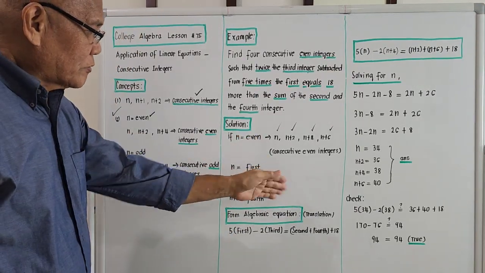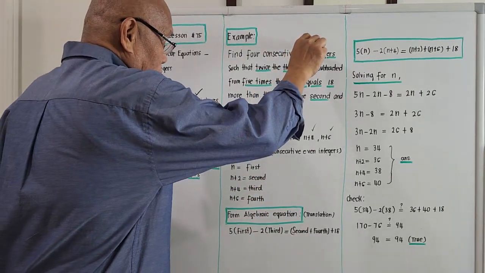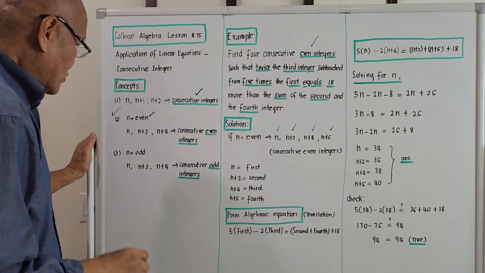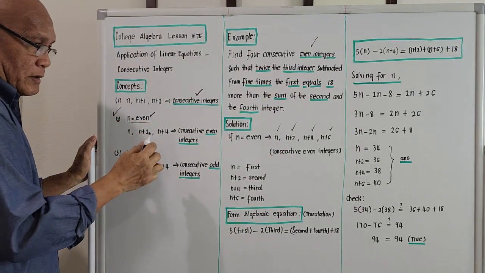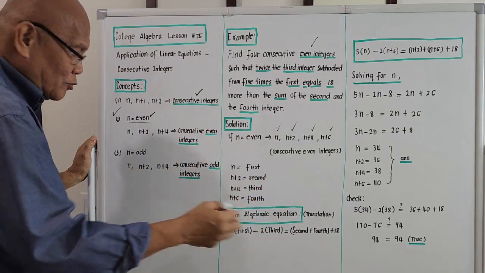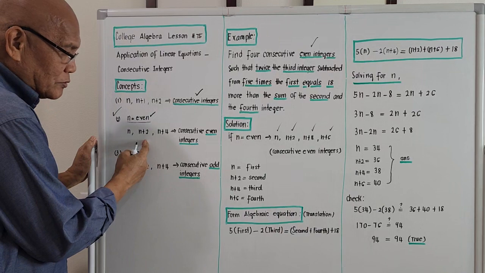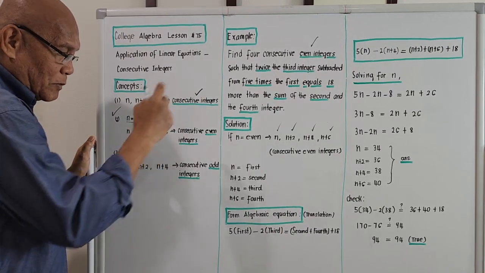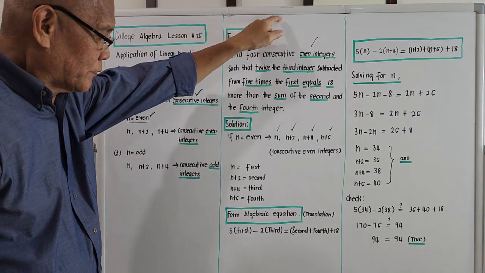I think this is correct because the problem specifies that it should be an even integer. So we will use the concept of even integer here. To represent the numbers, we will be following this one: n, n plus 2, n plus 4, and n plus 6, because the problem is asking for 4 numbers.